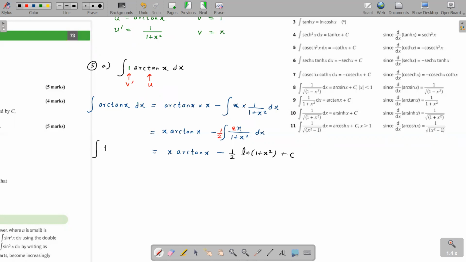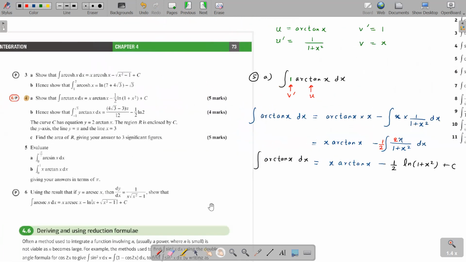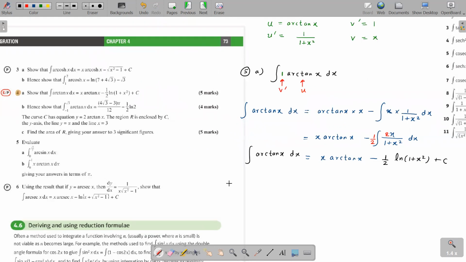So this is the integration of what? Arctan x with respect to x. This is the integration of arctan x with respect to x. And then have they given us any limits? No, part B, hence show that. So that's the part B. Okay, I got the part A, show that. So moving to part B, in part B, they say to hence show that arctan x in between -1 and √3, right?